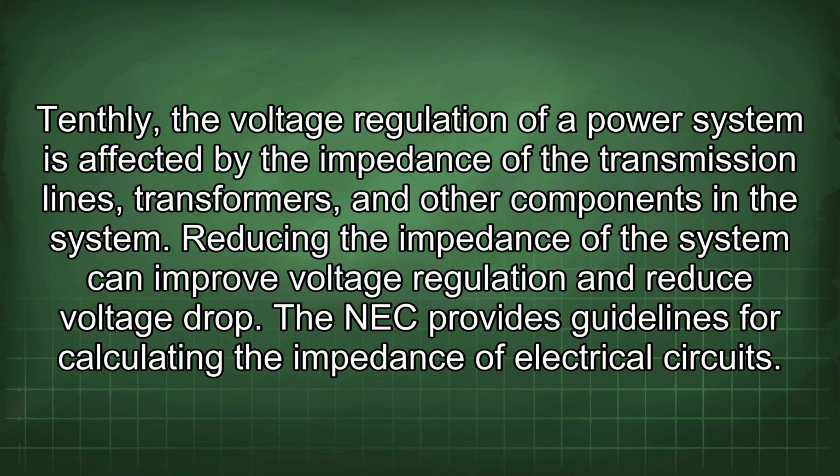Tenthly, the voltage regulation of a power system is affected by the impedance of the transmission lines, transformers, and other components in the system. Reducing the impedance of the system can improve voltage regulation and reduce voltage drop. The NEC provides guidelines for calculating the impedance of electrical circuits.